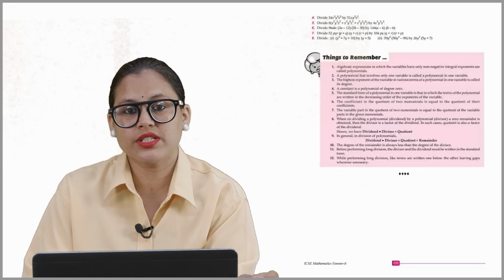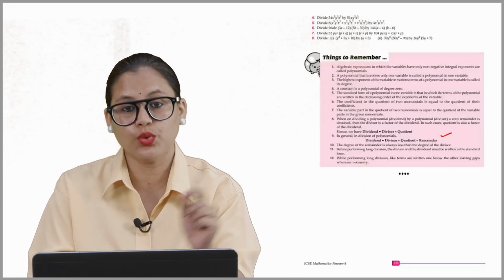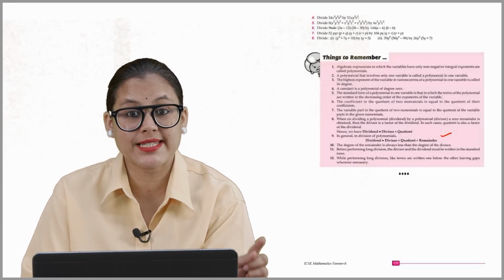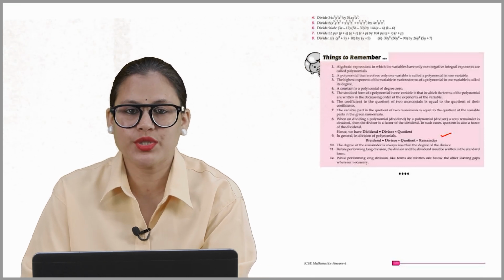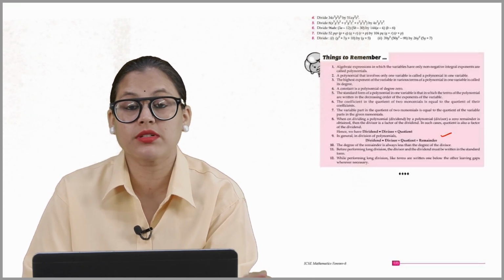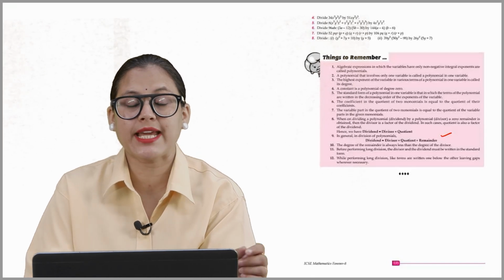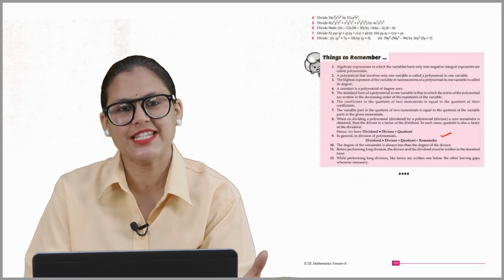And 9, in general, in division of polynomials, we know that dividend is equal to divisor into quotient plus remainder. Number 10, the degree of the remainder is always less than the degree of the divisor. 11, before performing long division, the divisor and the dividend must be written in standard form. Number 12, while performing long division, like terms are written one below the other, leaving gaps wherever necessary.